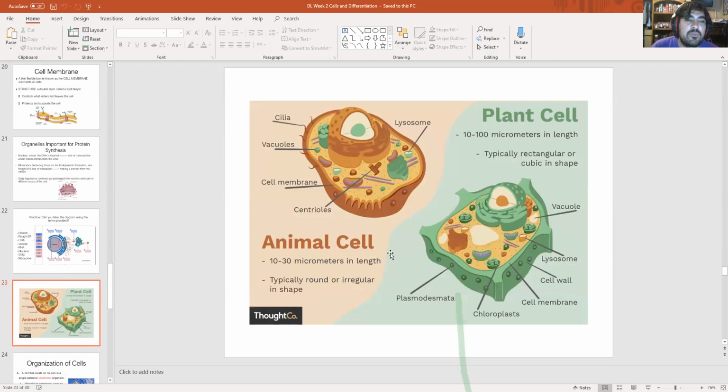So it shows you the difference between animal and plant cells, right? Plant cells typically can be a lot bigger, and that's just because they have a few more things in them. And also the vacuole is bigger, right? Got more vacuoles, about 12.